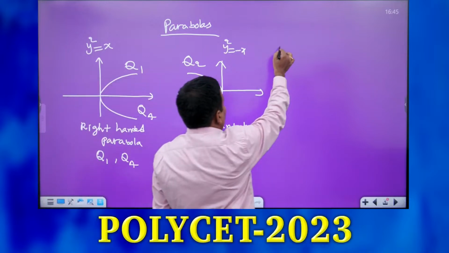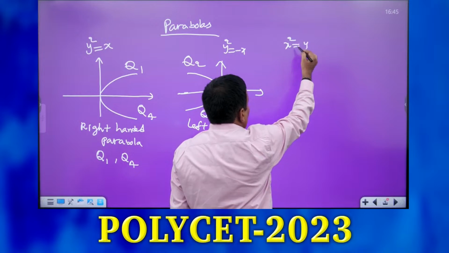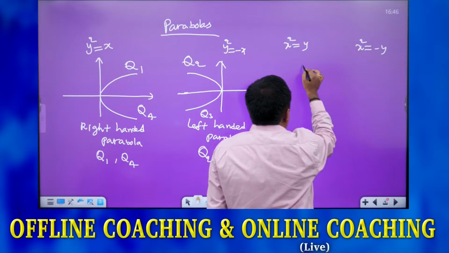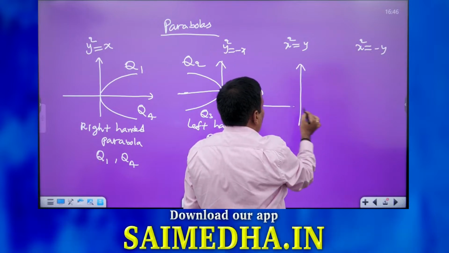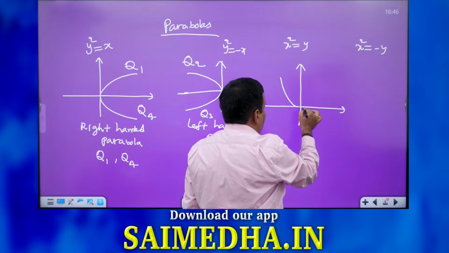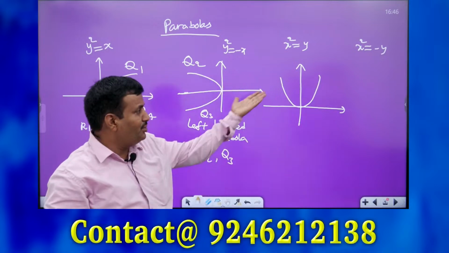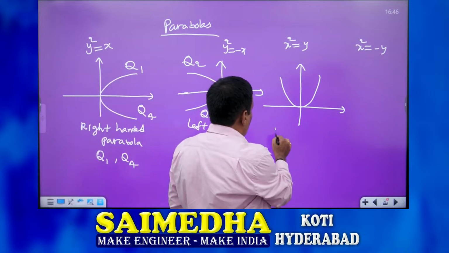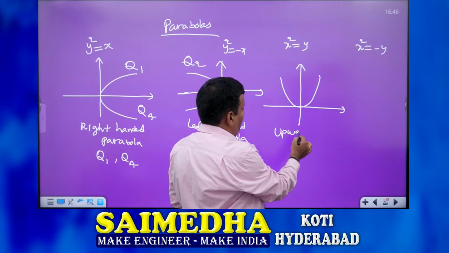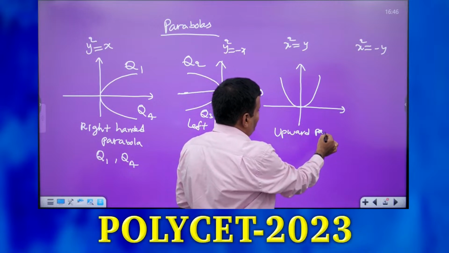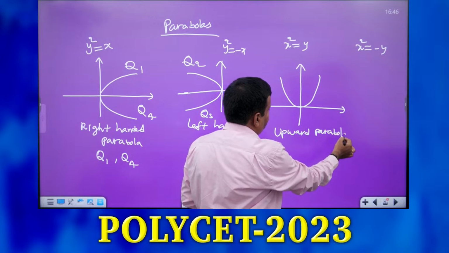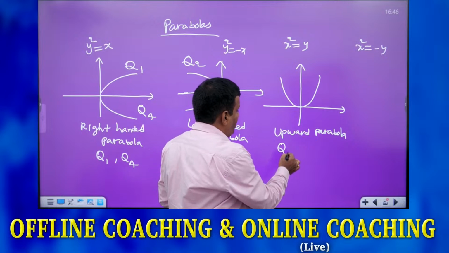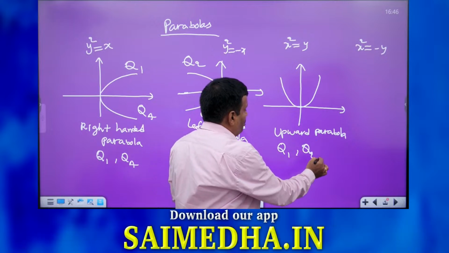Then next x square equal to y, and x square equal to minus y. If it is x square equal to y, what type of parabola is it? Upward. ఈ parabola అనేది మనకి అప్ సైడ్ ఉంటుంది parabola. X square equal to y, which quadrant is this covering? What is the name of this parabola? It is an upward parabola. So observe which quadrant the curve is covering. It is quadrant 1 and quadrant 2.